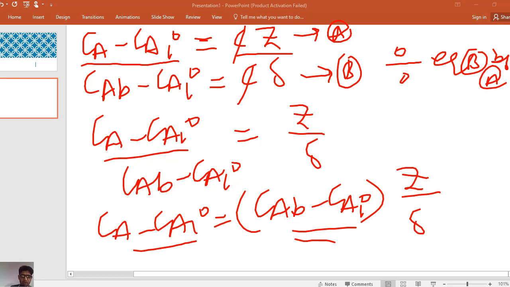It shows us that the concentration decreases linearly in the stationary liquid layer which is attached to the solid surface. So this equation is CA minus CAI is equal to CAB minus CAI into Z divided by the thickness of the stationary liquid layer, in this Z direction.